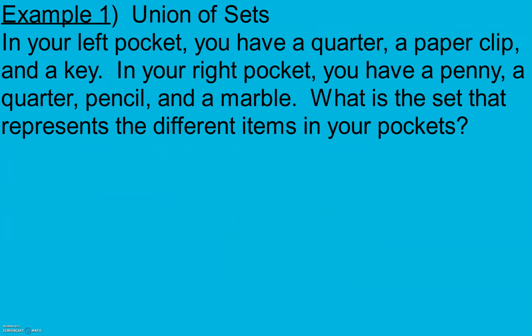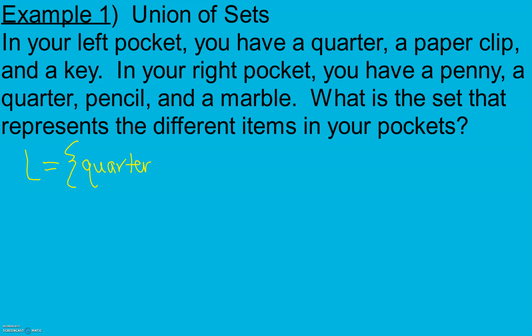Example one here is a union of sets. In your left pocket, you have a quarter, a paperclip, and a key. In your right pocket, you have a penny, a quarter, a pencil, and a marble. What is the set that represents the different items in your pockets? So here, we're looking for all the different items. In our left pocket, I'm going to write this as a set and just list them out. And again, when we list things in a set, it's our roster form.